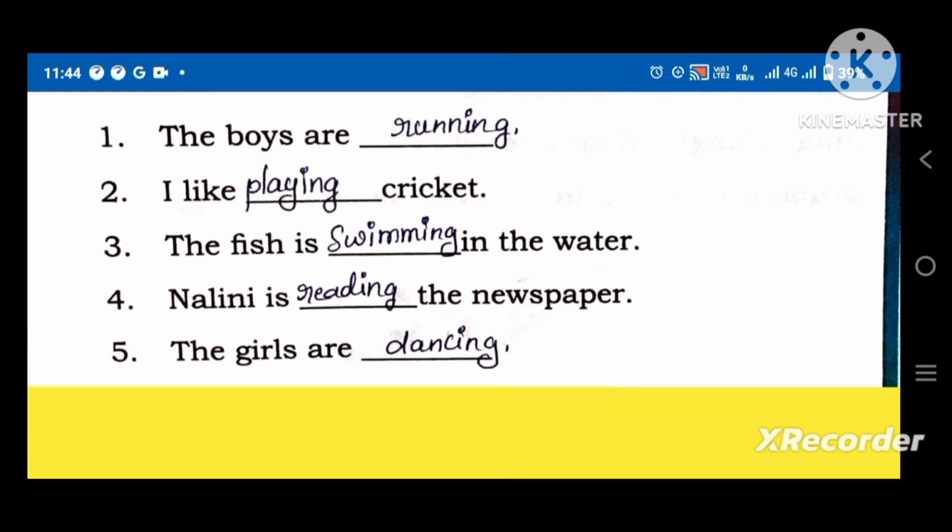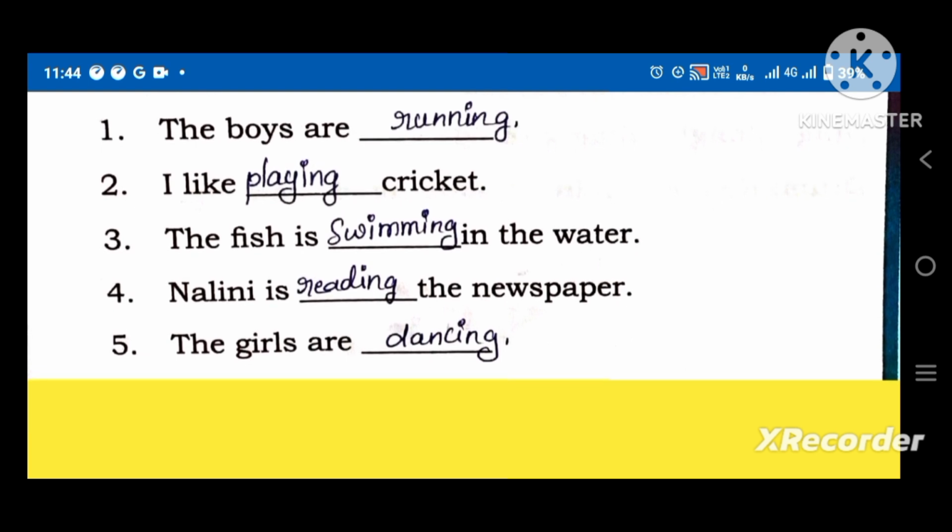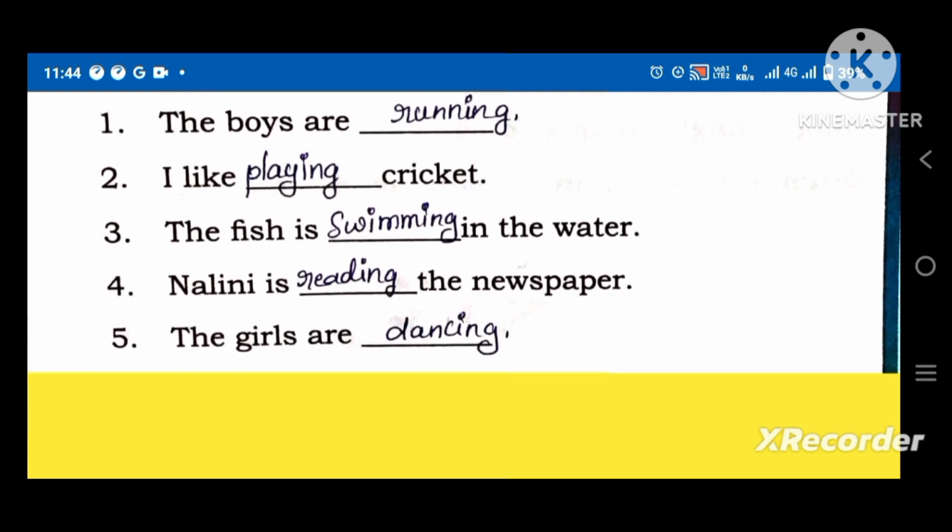Fourth one: Nalini is reading the newspaper. Fifth one: The girls are dancing.